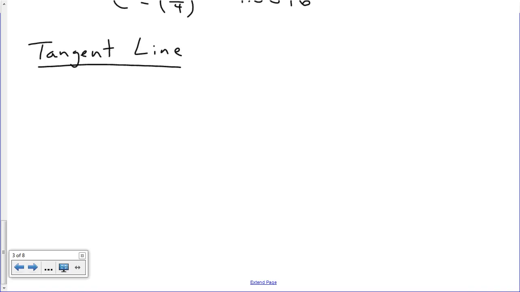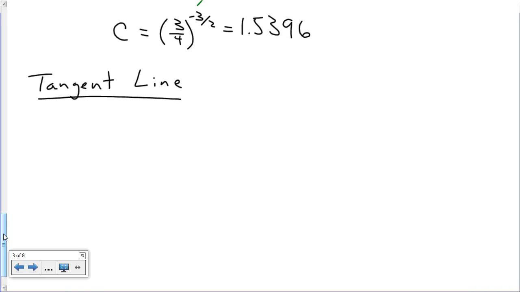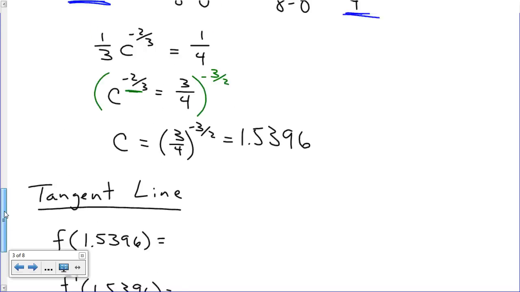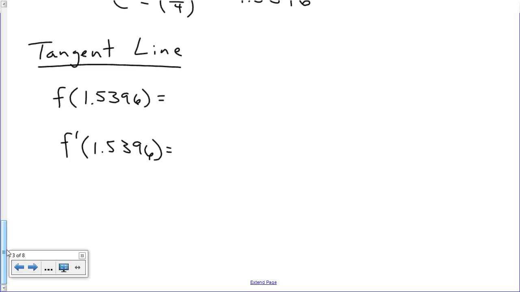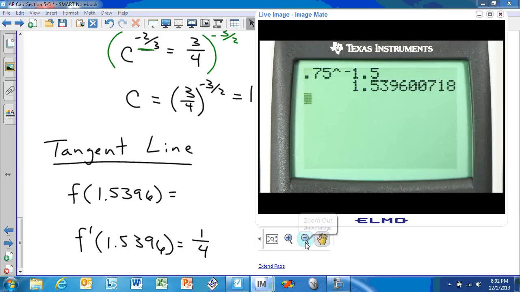For our tangent line, we need a point and we need slope. I actually have the x value for my point here. I just need to find out what the corresponding y value is, what f of c, or f of 1.5396, is equal to. And I've already got the slope there, f prime at 1.5396. Remember that I set my derivative equal to this 1/4 up here. I said f prime of c has to equal 1/4. So I already know the slope there is 1/4. So there is really just one value I need. I need the y value, and then I'll be able to use my point slope formula to find the equation of this. So let's go to our calculator and have it calculate this value for us.